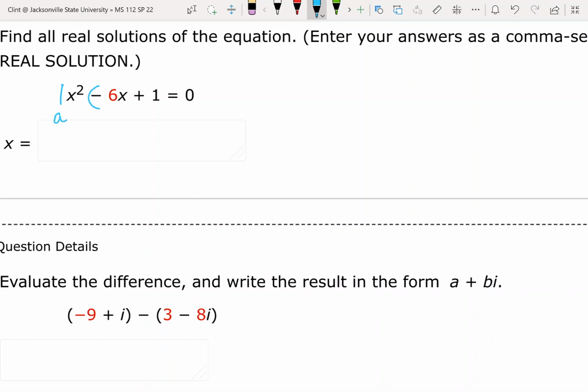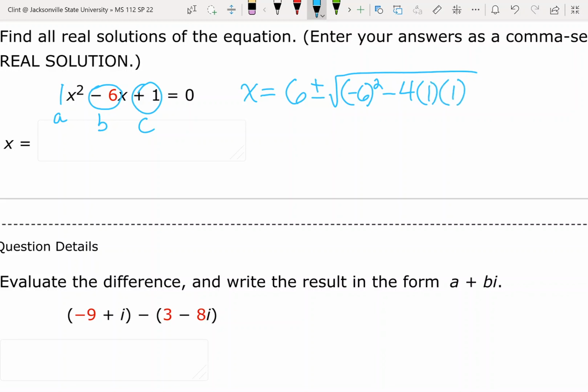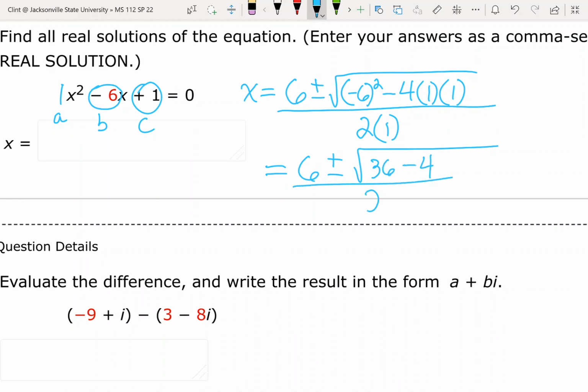Right. A will be 1. B is negative 6. C is 1. So we want the opposite of B, so this time that's 6, plus or minus B squared, so negative 6 squared, minus 4AC, so 4 times 1 times 1, all over 2 times 1. So that's 6 plus or minus the square root of 36 minus 4, over 2.